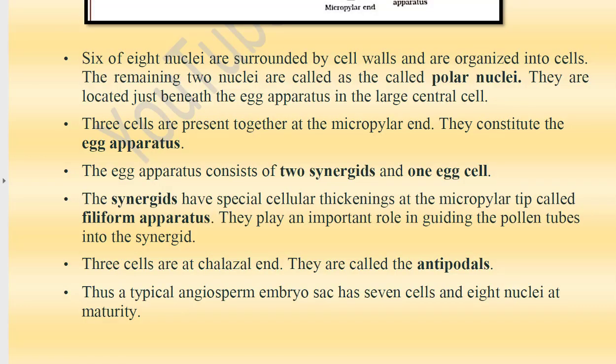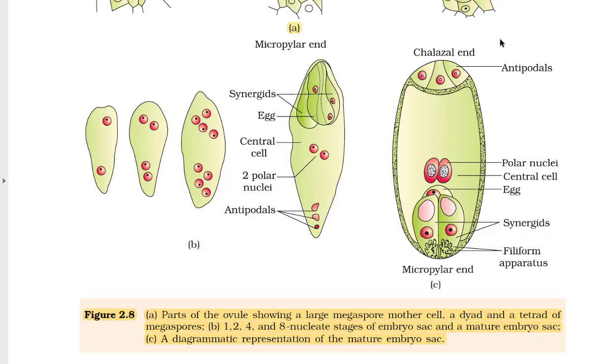Now micropylar end ke paas ek filiform apparatus rehta hai. So filiform apparatus ka kaam ye hai ki they help in guiding the pollen tubes into the synergid. So jab pollen grain grow karta hai ovule ke taraf, to फिलीफॉर्म अपैरेटस क्या करता है, उसे हेल्प करता है गाइड करने में और उसकी एक्चुअल जगह के पास ले जाने में, ठीक है. ओके, so imagine that the male gametophyte is coming from here and the filiform apparatus will help to enter the male gamete from this part to the egg cell.